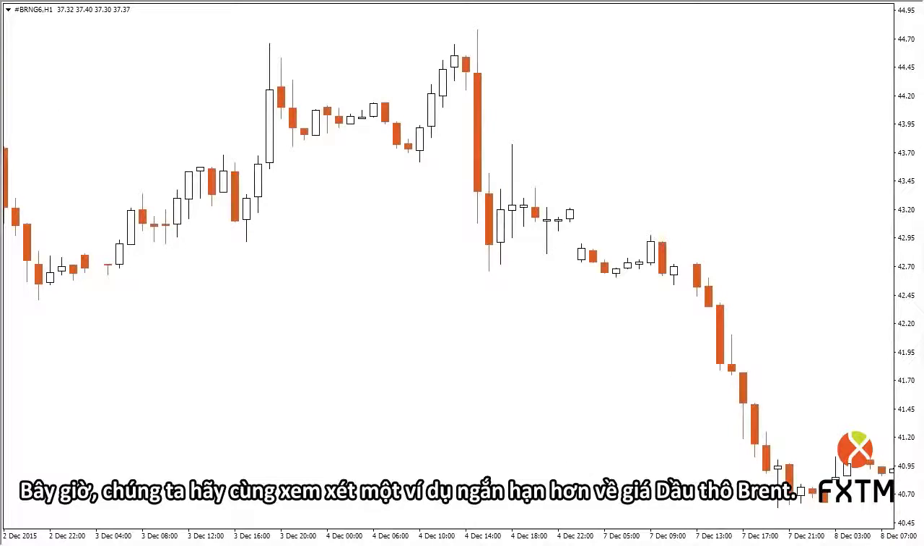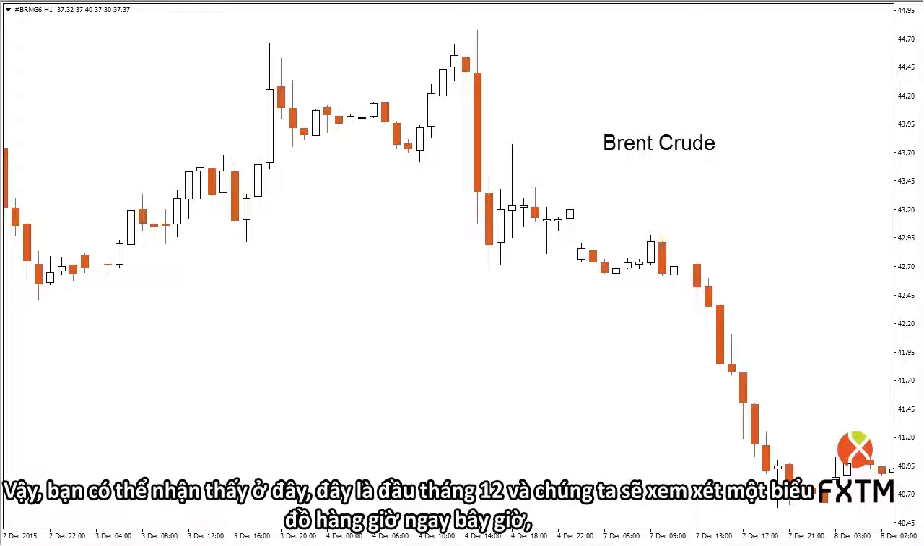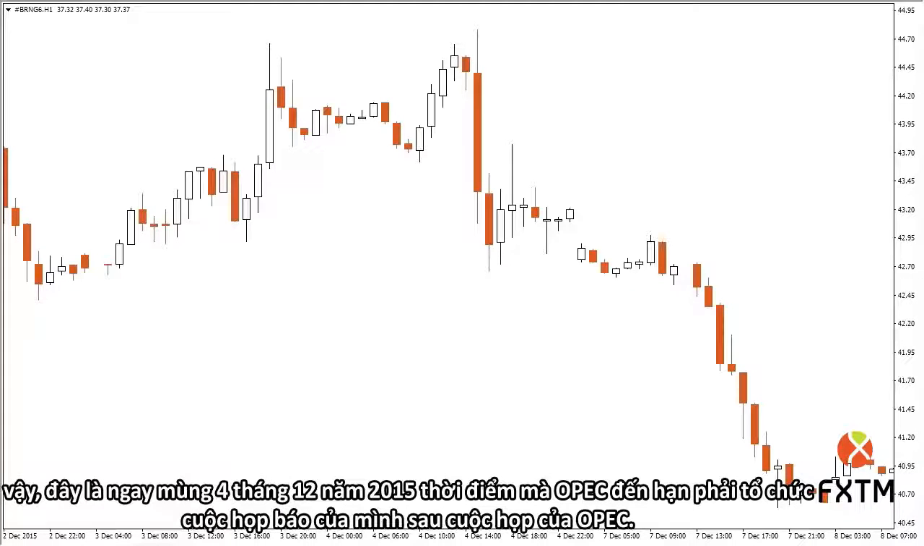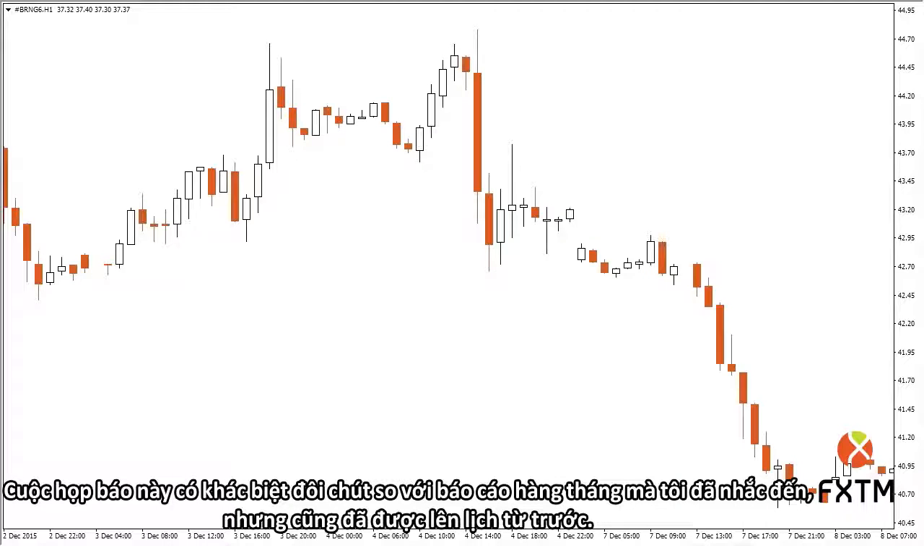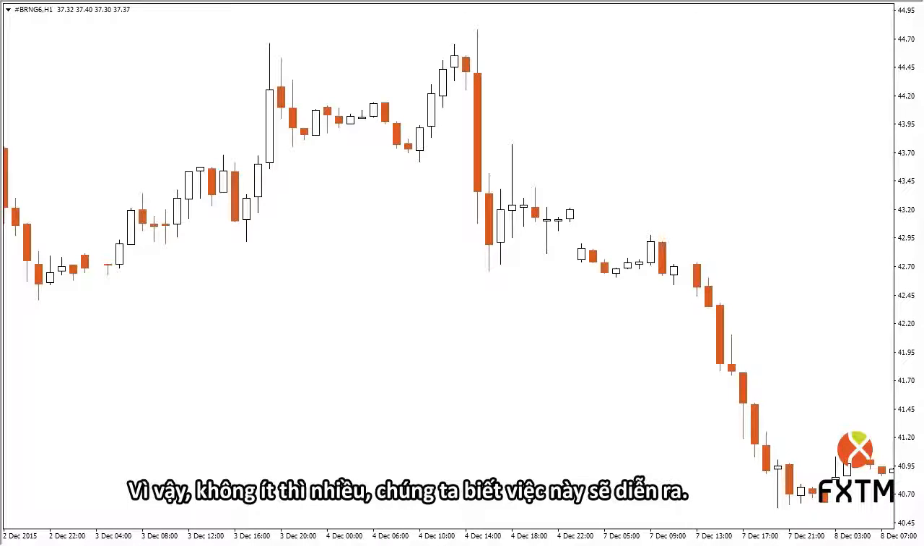Now let's take a look at a shorter term example on Brent crude prices. You can see here, this is the beginning of December. We're looking at an hourly chart right now. So this is the 4th of December, 2015, where OPEC was due to host their press conference after the OPEC meeting. This is a little bit different than the monthly report that I mentioned, but these are also scheduled in advance. So we know more or less when this is going to happen.